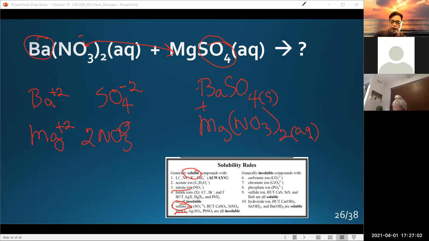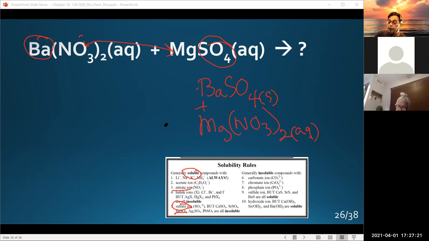So step number 1, first write them in the ions before you put them together, then put them together with the right number of ions. Then the step after that is to look at the solubility and see if the products are soluble or insoluble. If both of these would have been insoluble, then you could have stopped and said no reaction. But the fact is that one of them is insoluble, and therefore you do have a reaction.